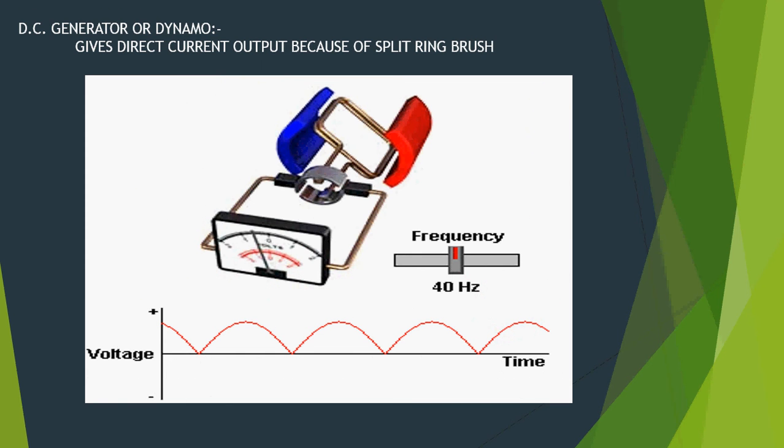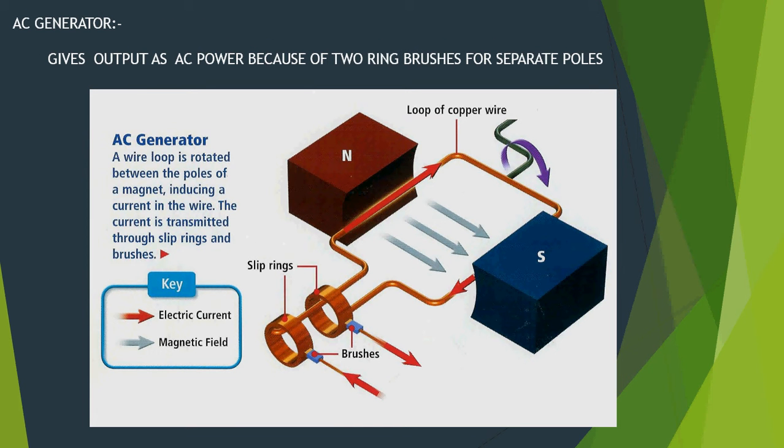It is also called a dynamo. It always gives a direct current because of split ring brushes. Now the AC generator. The AC generator will give us AC output because of separate brushes.